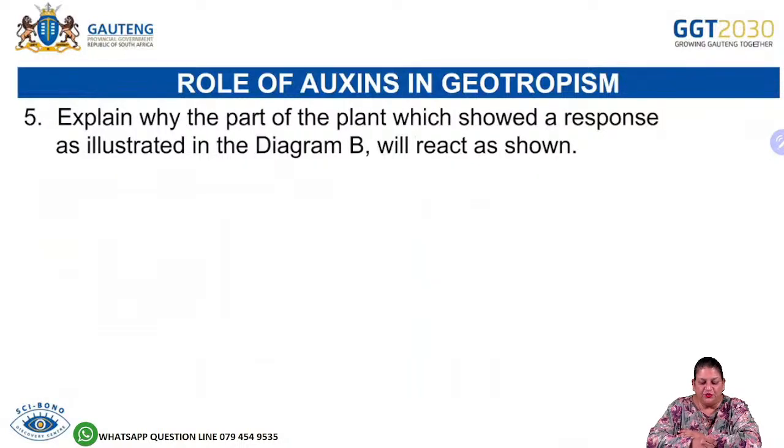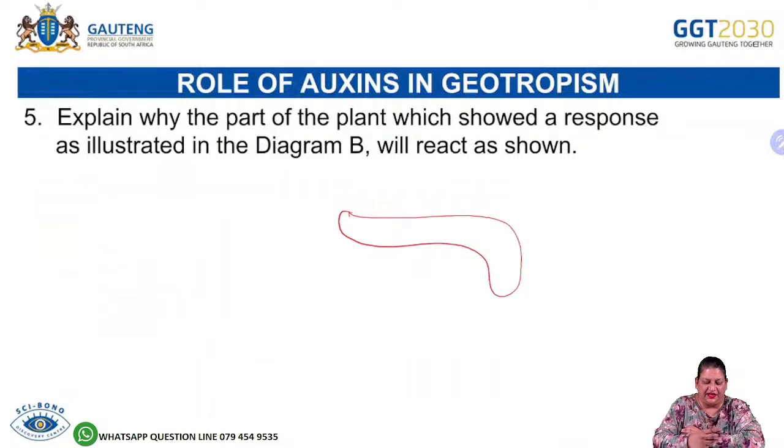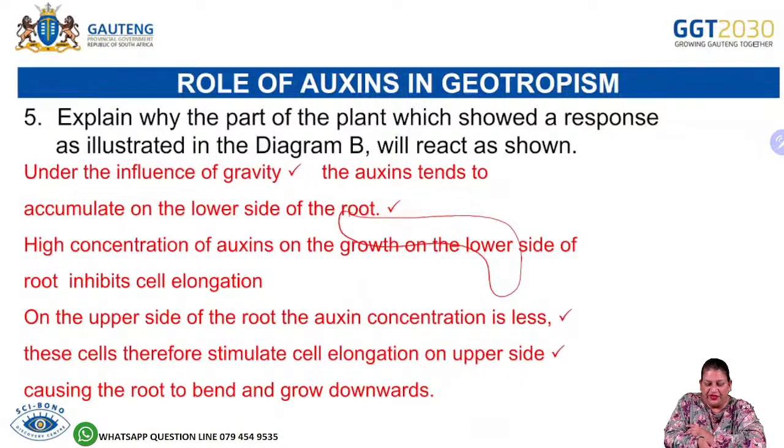Explain why the part of the plant which showed a response as illustrated in diagram B will react as shown. They want to know why was the root bending like this towards gravity. Right, and you can see, learners, here. Under the influence of gravity, the auxins tend to accumulate on the lower side of the root. High concentration on the lower side of the root will inhibit cell elongation. On the upper side of the root here, the auxin concentration is less. Therefore, cell elongation will occur on the upper side, causing the root to bend and grow downwards.